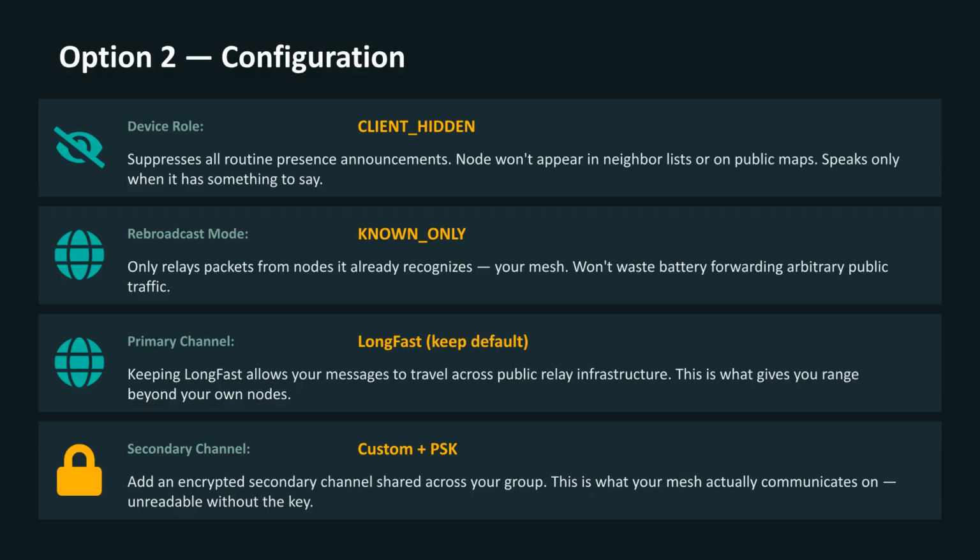For option 2 configuration, set the device role to CLIENT_HIDDEN and rebroadcast mode to KNOWN_ONLY. Keep the LongFast primary channel for range and add a custom secondary channel with a PSK for your encrypted communications.